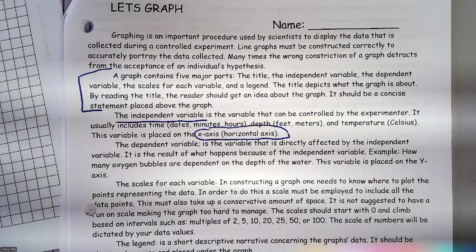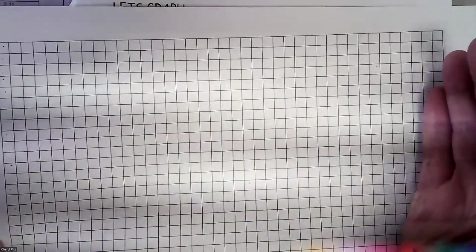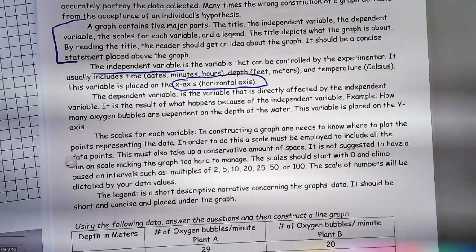And make sure it takes up at least half the graph. That's what it means by run-on or conservative amount of space. If you have a whole sheet of graph paper, try to use as much of the graph paper as possible. Don't make a graph that's only going to be down in this bottom corner. And finally, the legend should be a descriptive narrative concerning the graph's data. It should be short and concise and placed under the graph.